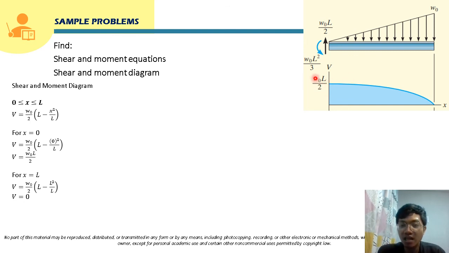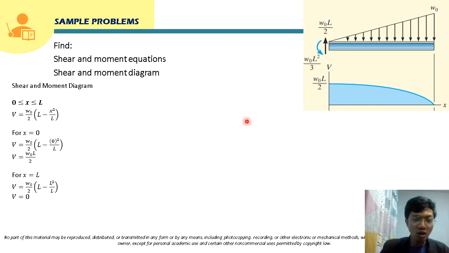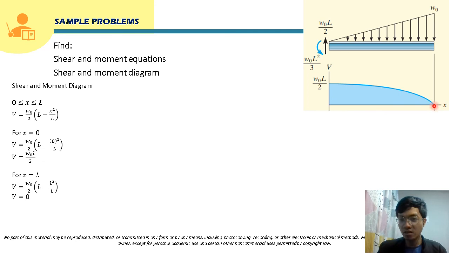And class, take note again that this shear here will just be equal to the reaction force at this point. The reaction force here is W sub O L over 2 also, right? So that will be equal to the shear at this point. Also, for x equal to L, it will be at this point. The shear here is 0. So we have here 2 points: the shear at this point and the shear at this point.